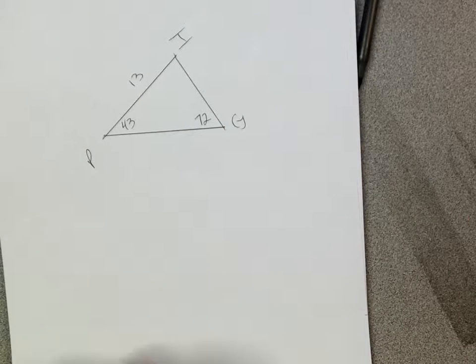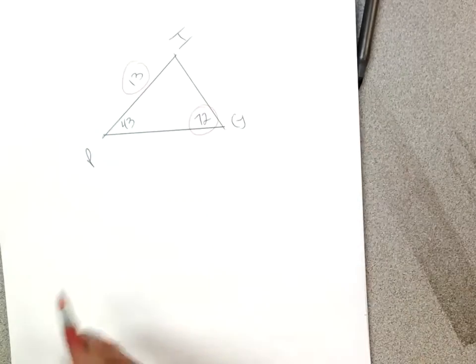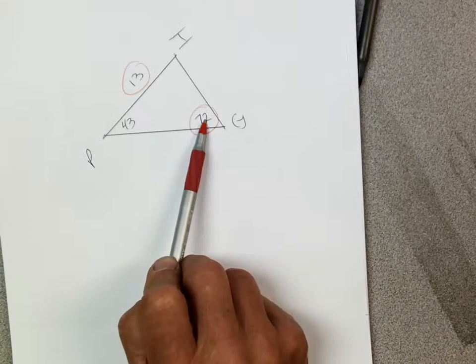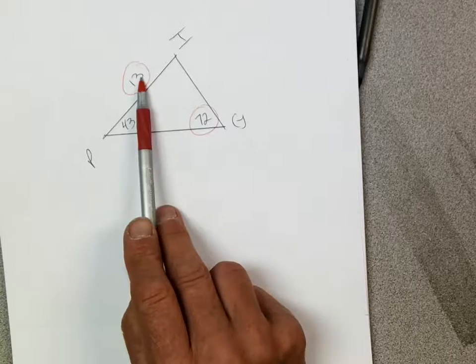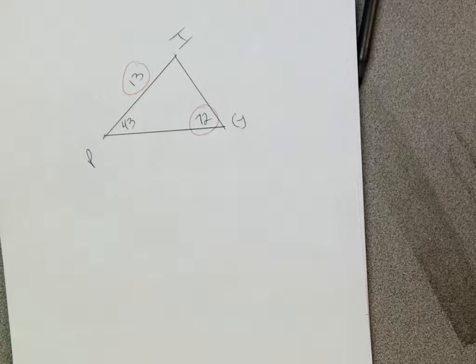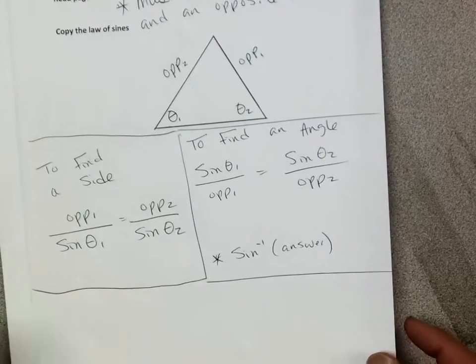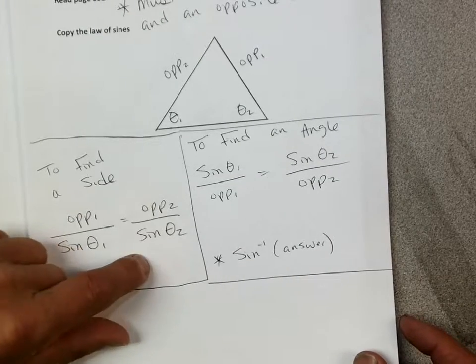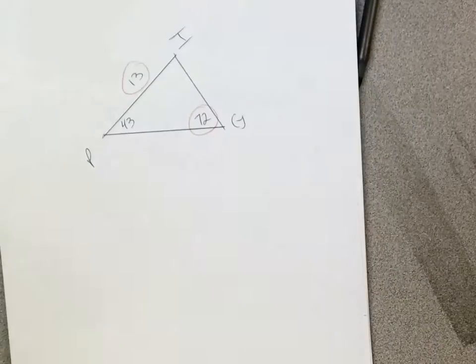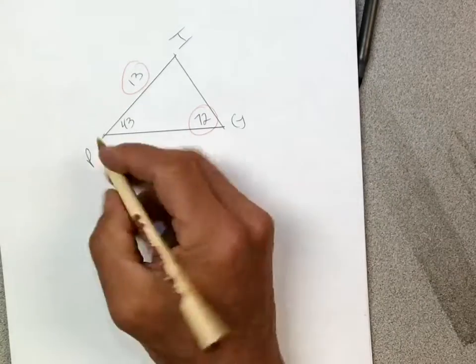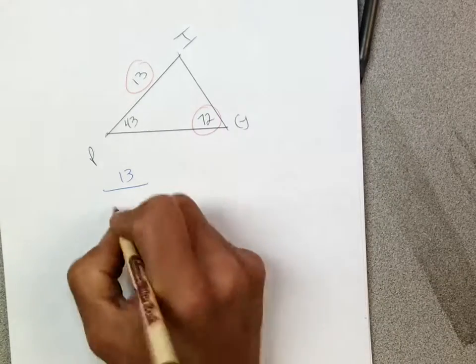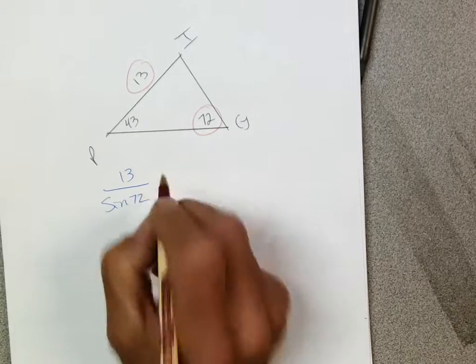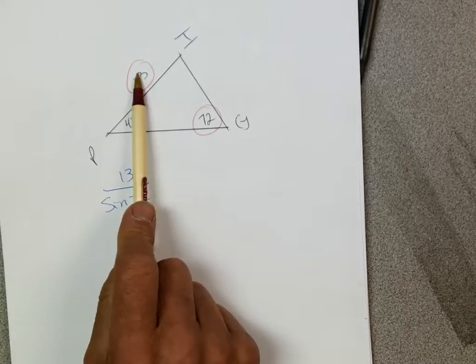Okay, I have a pair of opposites there and there. Okay, you guys see it? If I have an angle and I know its opposite side, I can use the law of sines. Okay, so it sets up like this. We're going to take opposite side over the sine of its angle equals opposite side over the sine of its angle. So it sets up like this. We're going to go 13 over the sine of 72. Okay, 13 is the opposite side.